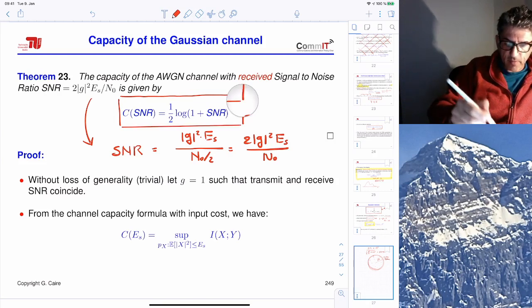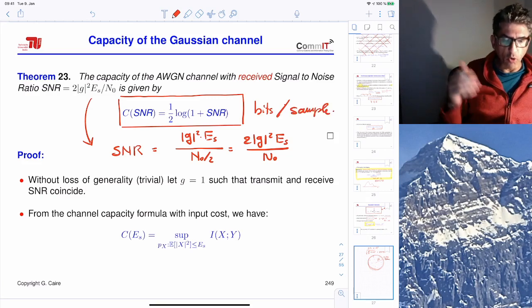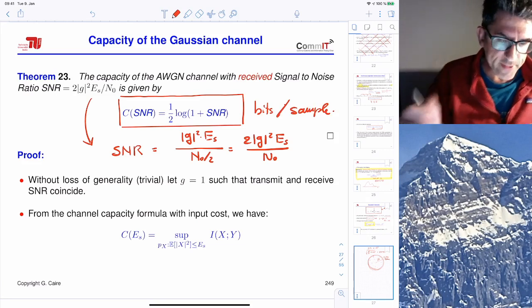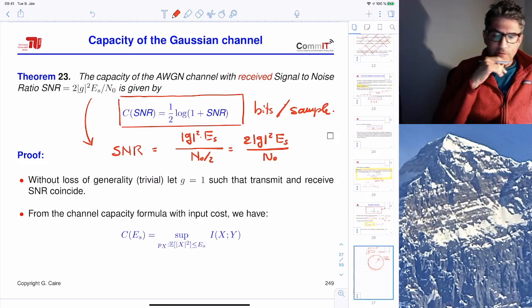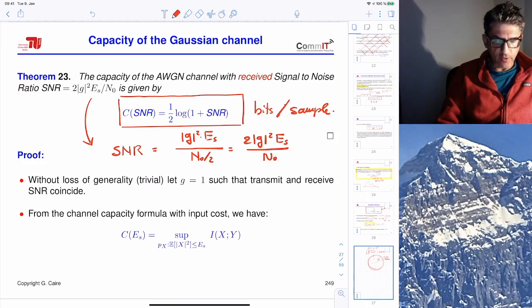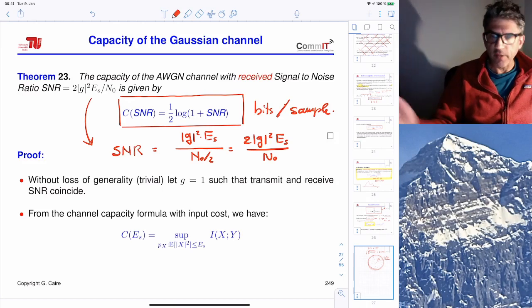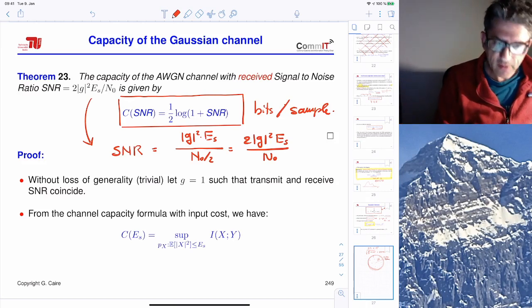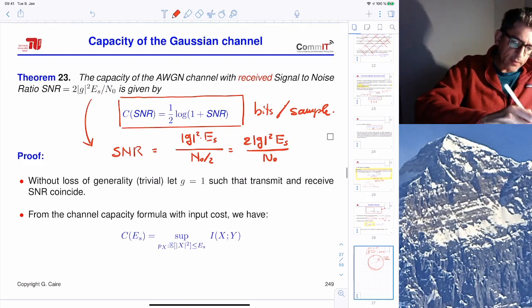And the capacity is measured in bits per sample, or bits per symbol, or also bits per channel use, where one use of the channel consists of sending one sample through the channel. So, well, this is a very famous formula in information theory. Some people call it Shannon's formula. Well, you know, there are many Shannon's formulas. Shannon wrote a lot of formulas. I don't know why this is referred to that, but okay.